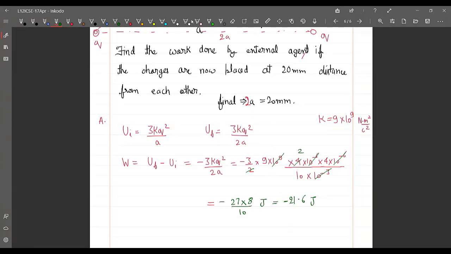Anybody can confirm this answer? Do your own calculation, but confirm this answer. Yes, sir, same answer. Okay, good.